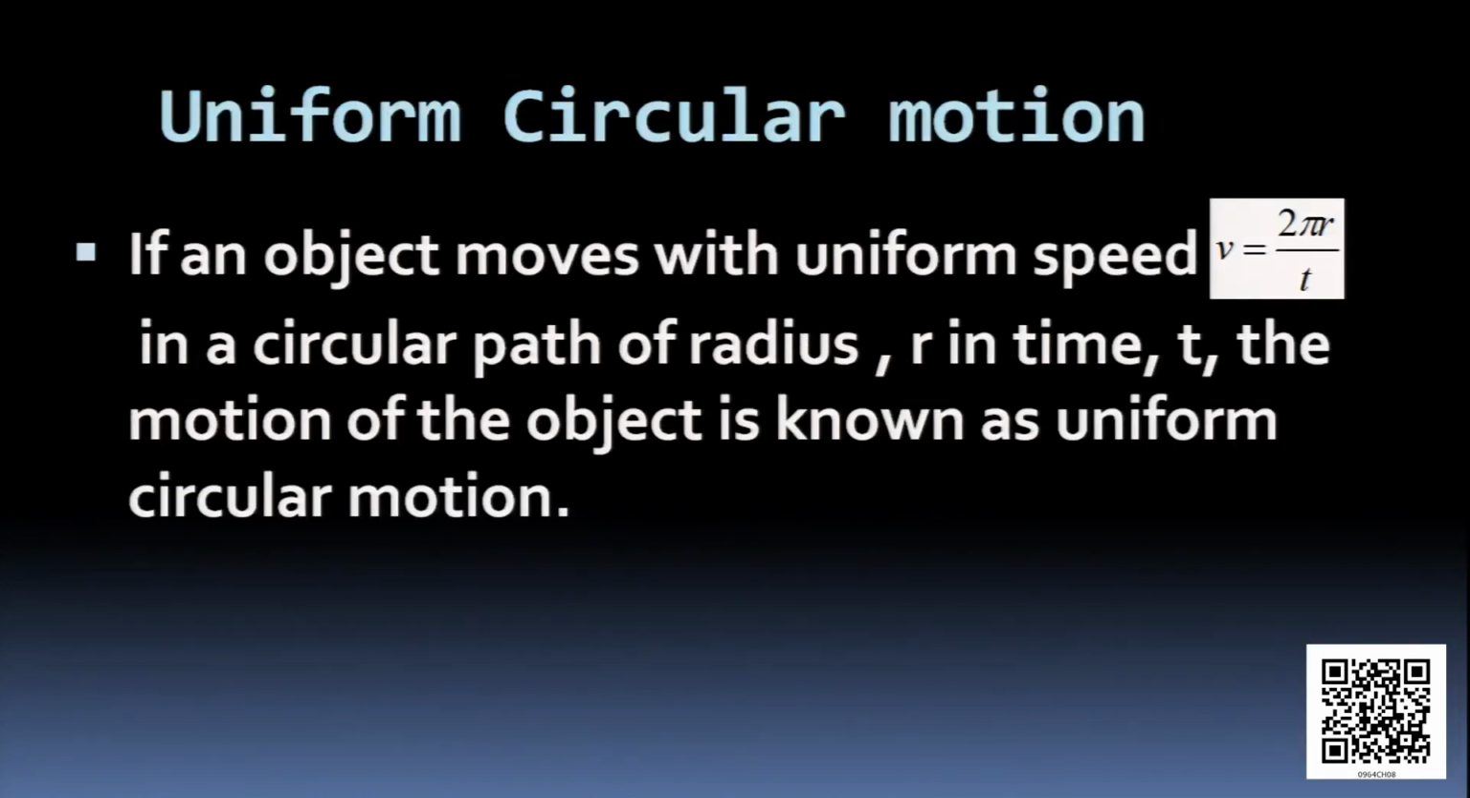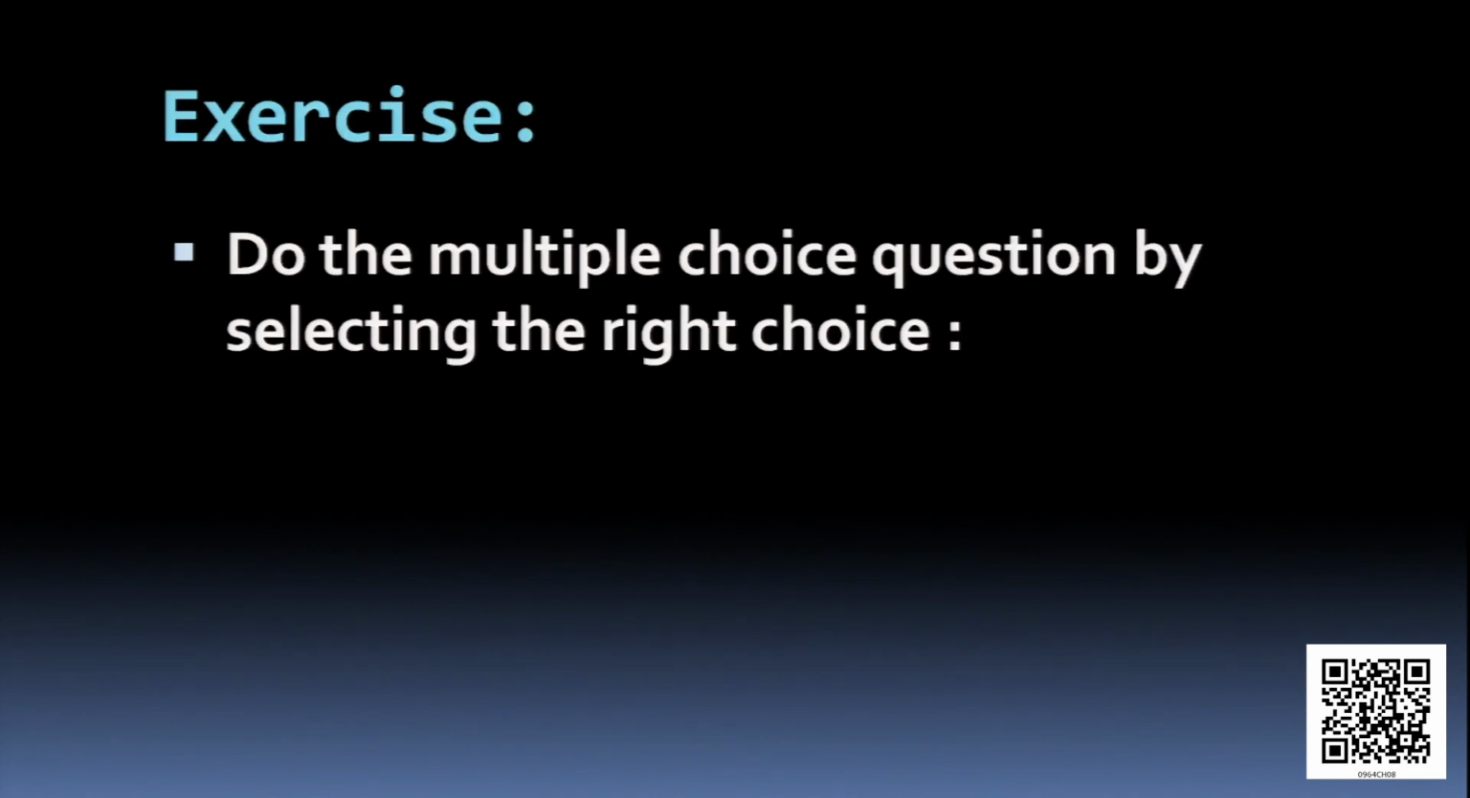Then we have studied uniform circular motion. We know if an object moves with uniform speed, v equal to 2 pi r by t, where r is the radius of the circular path, t is the time taken to cover one revolution around the circular path, then the motion of the object is known as uniform circular motion.